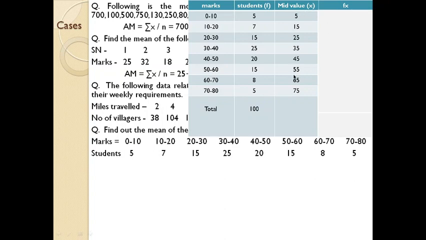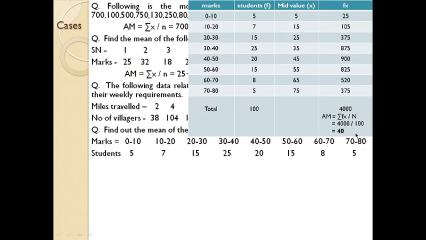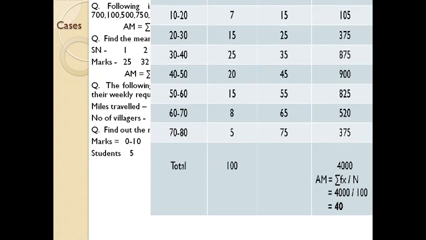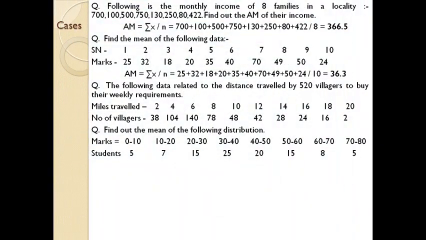So once you have found the mid value, it is similar to the computation of discrete series. You just need to multiply these two columns, that is known as fx. You just multiply these two values, you will get fx, and you need to take the total of fx, 4000. The equation for finding the mean in case of a continuous series is arithmetic mean equal to sigma fx by n. Fx total is 4000. 4000 divided by n. Capital N means total of f. So you get 40.